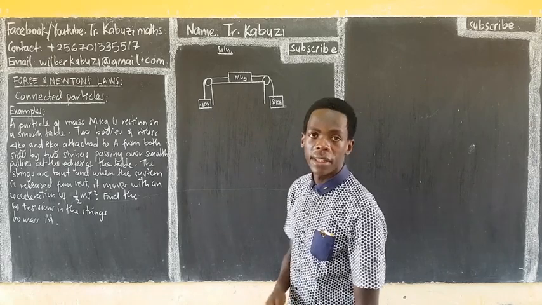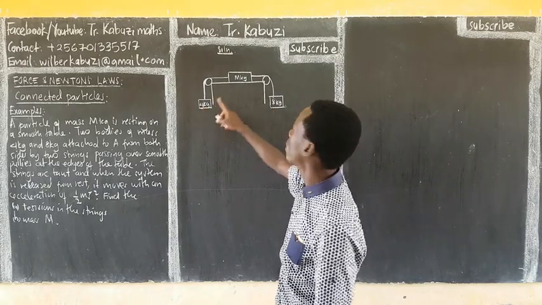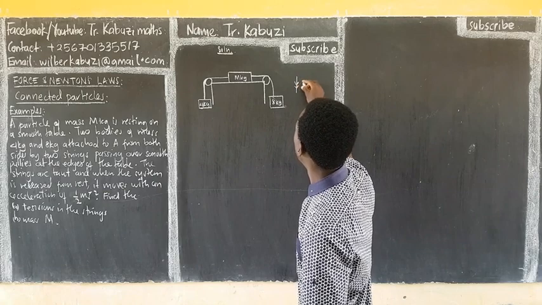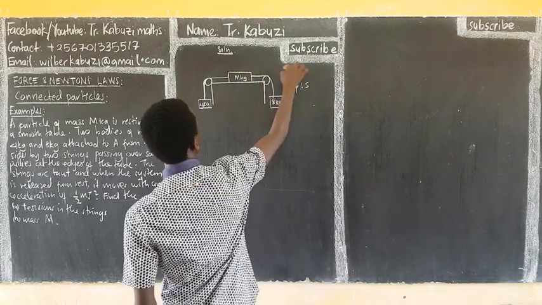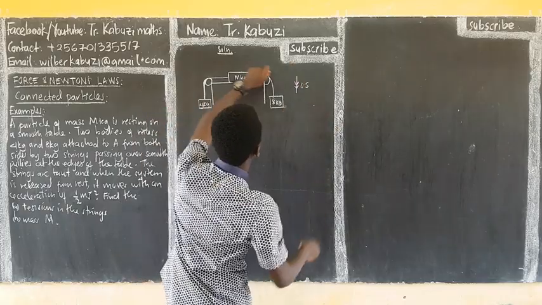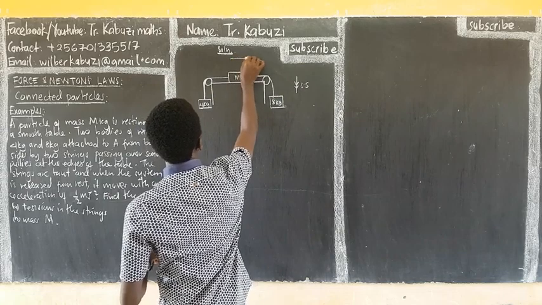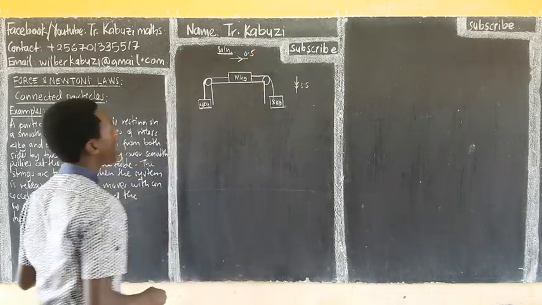Of course, how is this thing going to move? It's going to move in this direction because this one is heavier than this one. So our acceleration, which is 0.5, is going to be in that order. This one is pulling, so everything is moving like this. The acceleration is given here as a half.